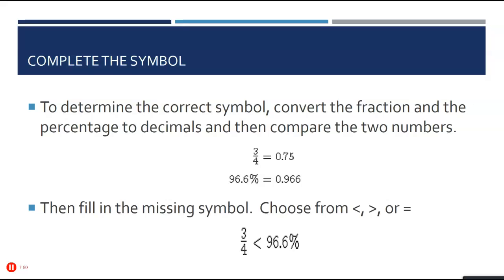So to determine the correct symbol, we first convert fractions and percentages to decimals. So the very last example we looked at for a fraction was 3/4. We said that that was 0.75. We now want to compare 3/4 to 96.6%. So what we do is take 96.6% and divide it by 100. So again, you don't have the numbers, you just have the blanks. You're filling in those numbers.